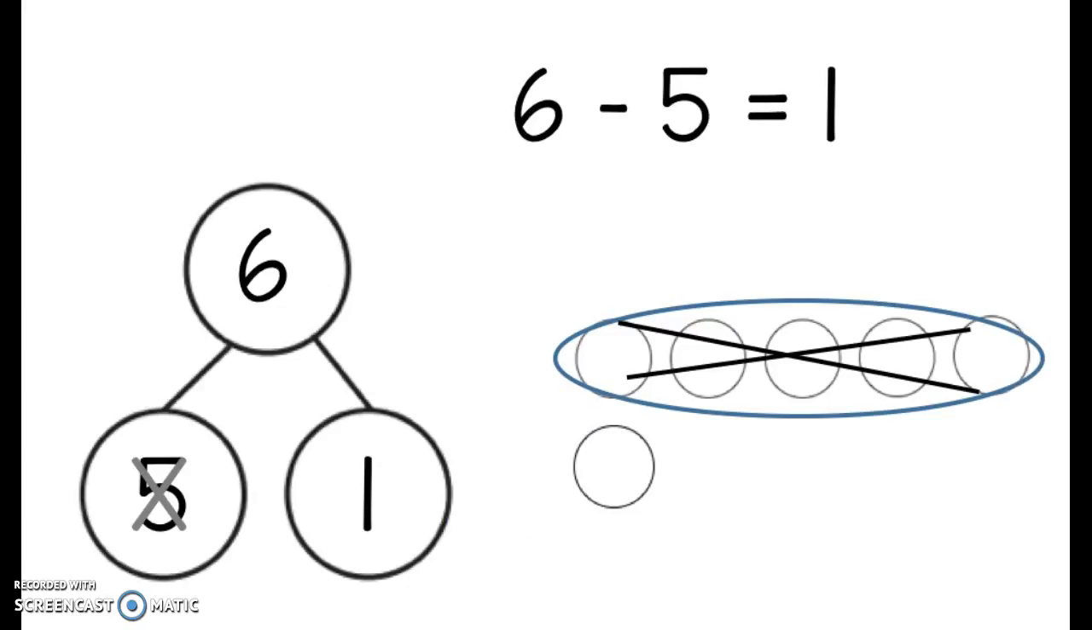When you're solving subtraction word problems, I want you to try this strategy with your math drawing. Circle the part you know, cross it off because it's being taken away. On your number bond, remember to cross off the number that is being taken away. This will help you clearly see how many are left.